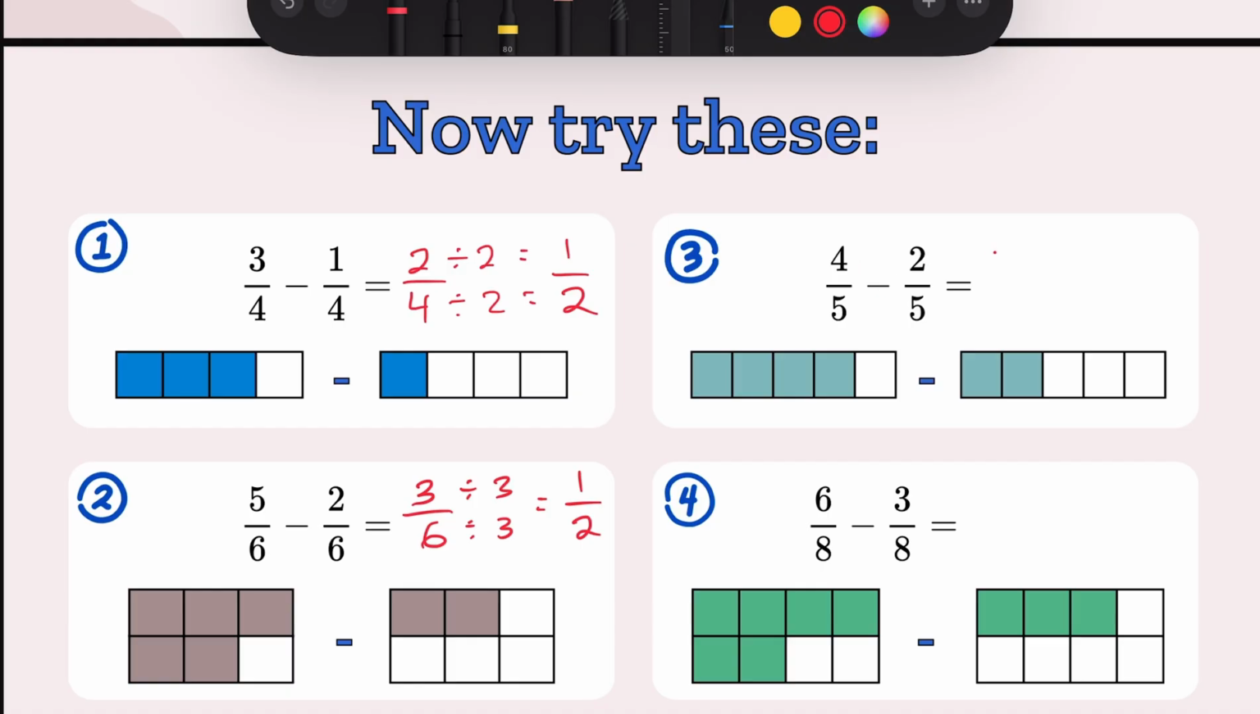4 minus 2 is just 2, and we keep our denominator. 6 minus 3 is 3, and we keep our denominator.